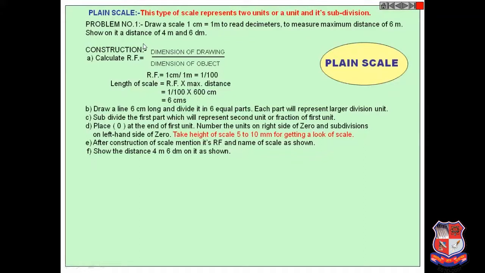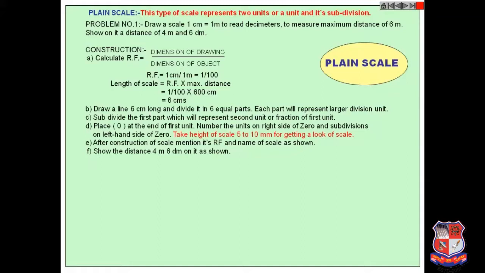It means you have to show this dimension on the scale, so on a distance of 4 meter and 6 meter. So first of all, we have to calculate RF and length of scale. While drawing any scale problem, we have to first find out RF and length of scale.